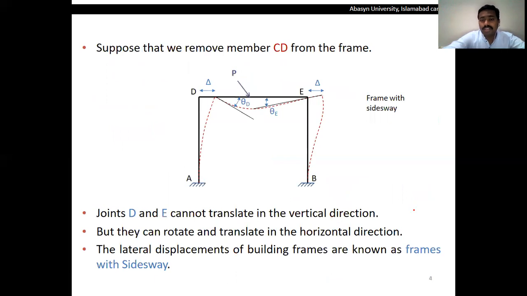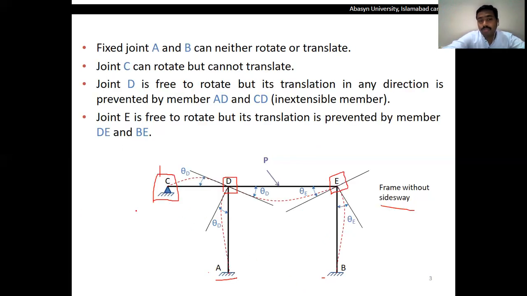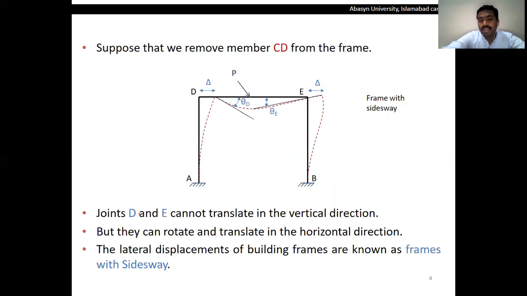Similarly, if we remove this member C to D and the pin support, the structure will become a simple three-member frame, A, D, E, B. In this type of frame, again there will be no translational movement and no rotation at supports A and B, but there will be deflection and rotation at points D and E, because now there is no support preventing the lateral movement of the frame.